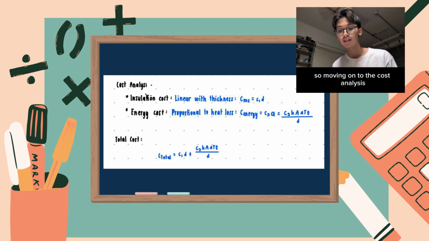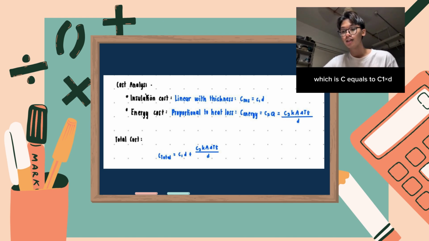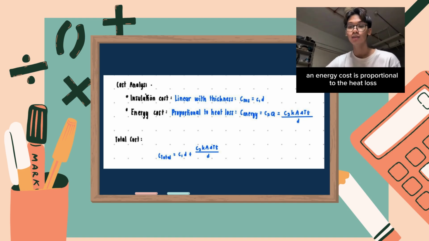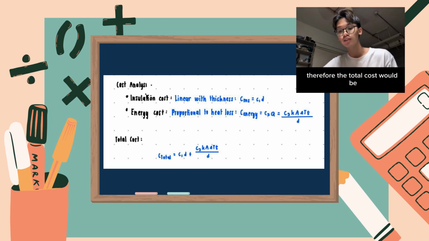Moving on to the cost analysis, the insulation cost is linear with thickness, which is C1D, and the energy cost is proportional to the heat loss given by Fourier's law of conduction. Therefore, the total cost would be C1D plus C2KAΔT t over D.